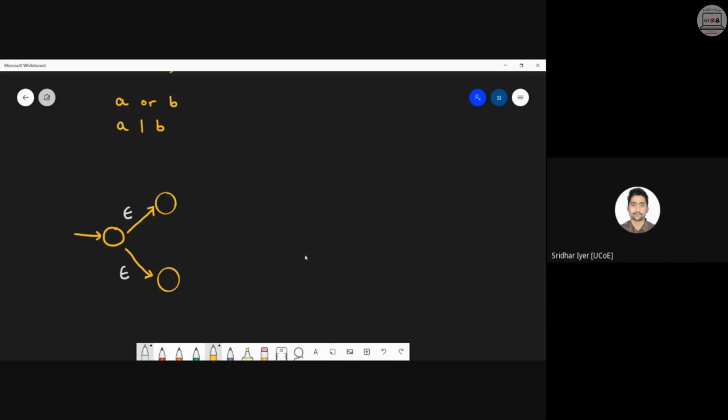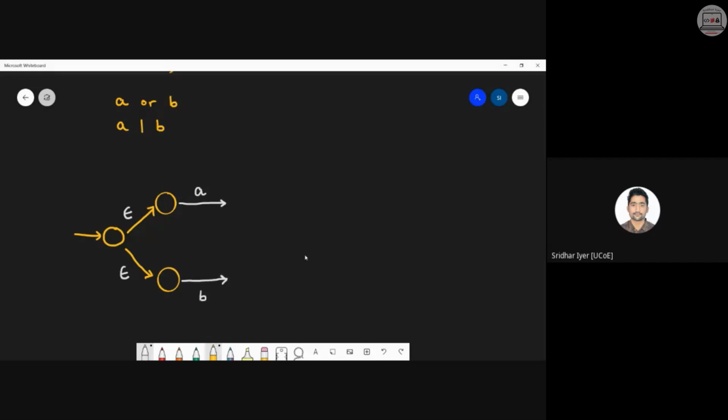Okay. So what exactly I mean is, from the start state, the initial state, we have two options. Either we can accept small a or we can accept small b. So you can construct this path, the upper path, to accept small a, and the lower path to accept small b.